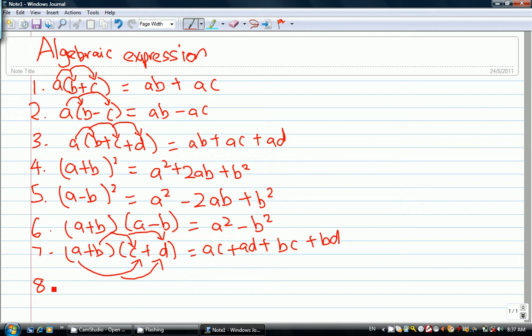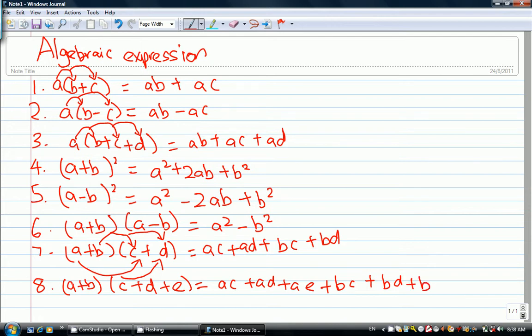Alright, number 8, you have a plus b, and you have five different terms rather. In the above example you got four different terms. Now you've got five different terms. You got c plus d plus e. If you multiply it out, a times c plus a times d plus a times e, you will get ac plus ad plus ae, the first three terms, and then you add b times c, which is bc, plus bd, b times d, and then plus b times e, which is be.